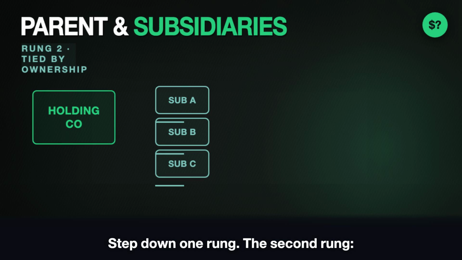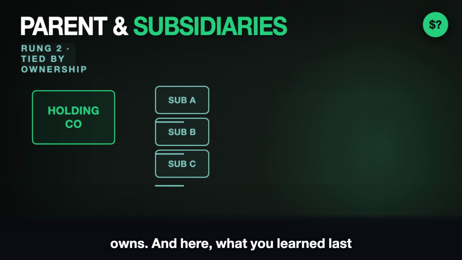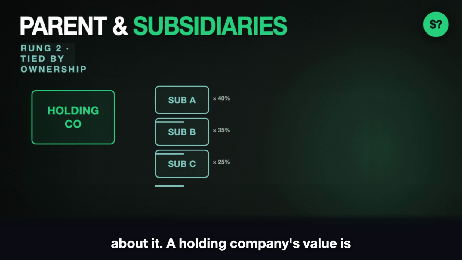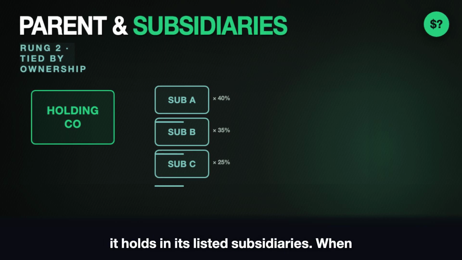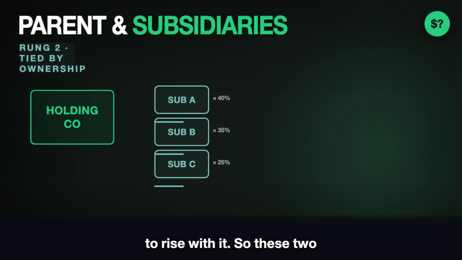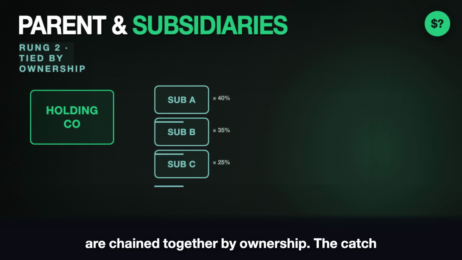Step down 1 rung. The second rung, a holding company and the companies it owns. And here, what you learned last time walks straight onto the field. Think about it. A holding company's value is really just the sum of the stakes it holds in its listed subsidiaries. When a subsidiary's stock rises, the parent tends to rise with it. So these two are chained together by ownership.